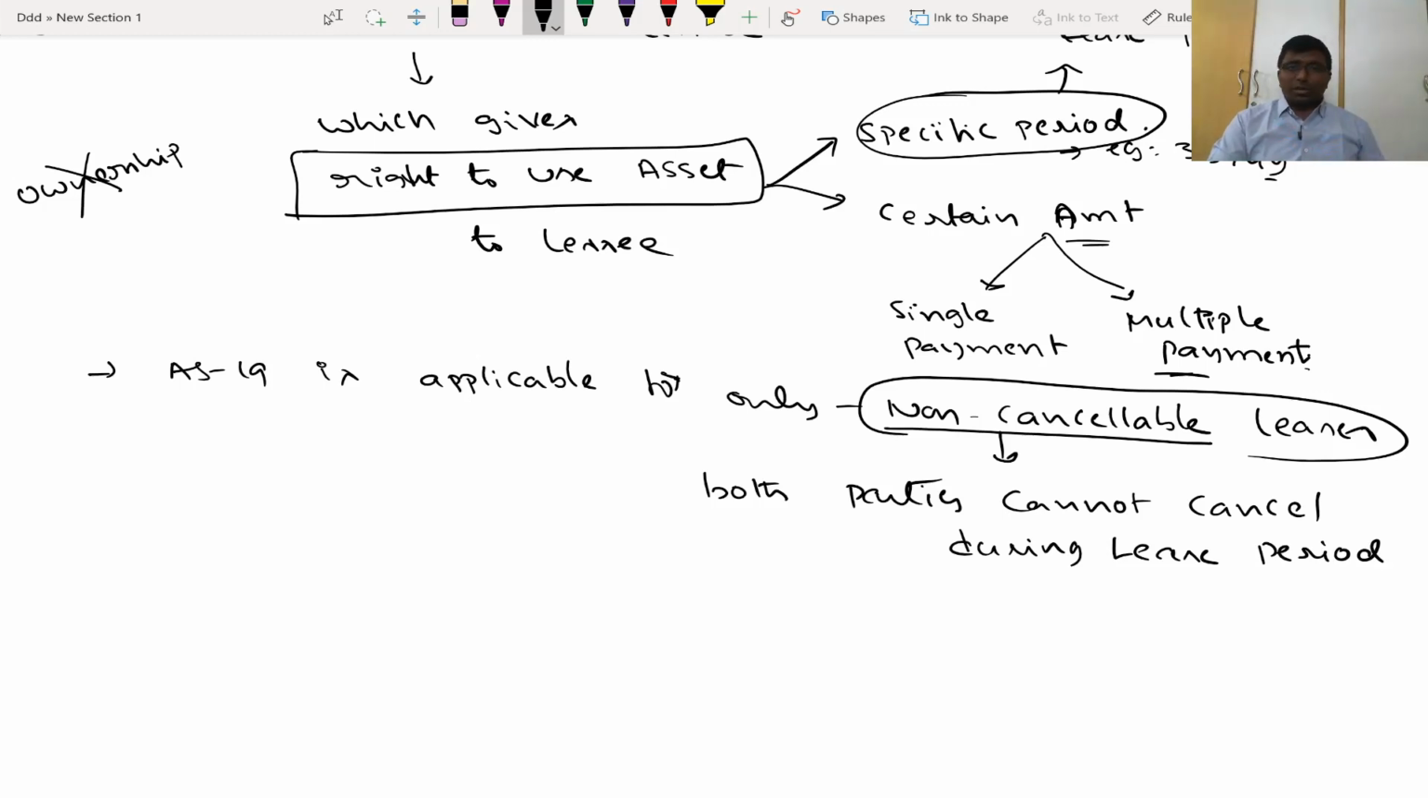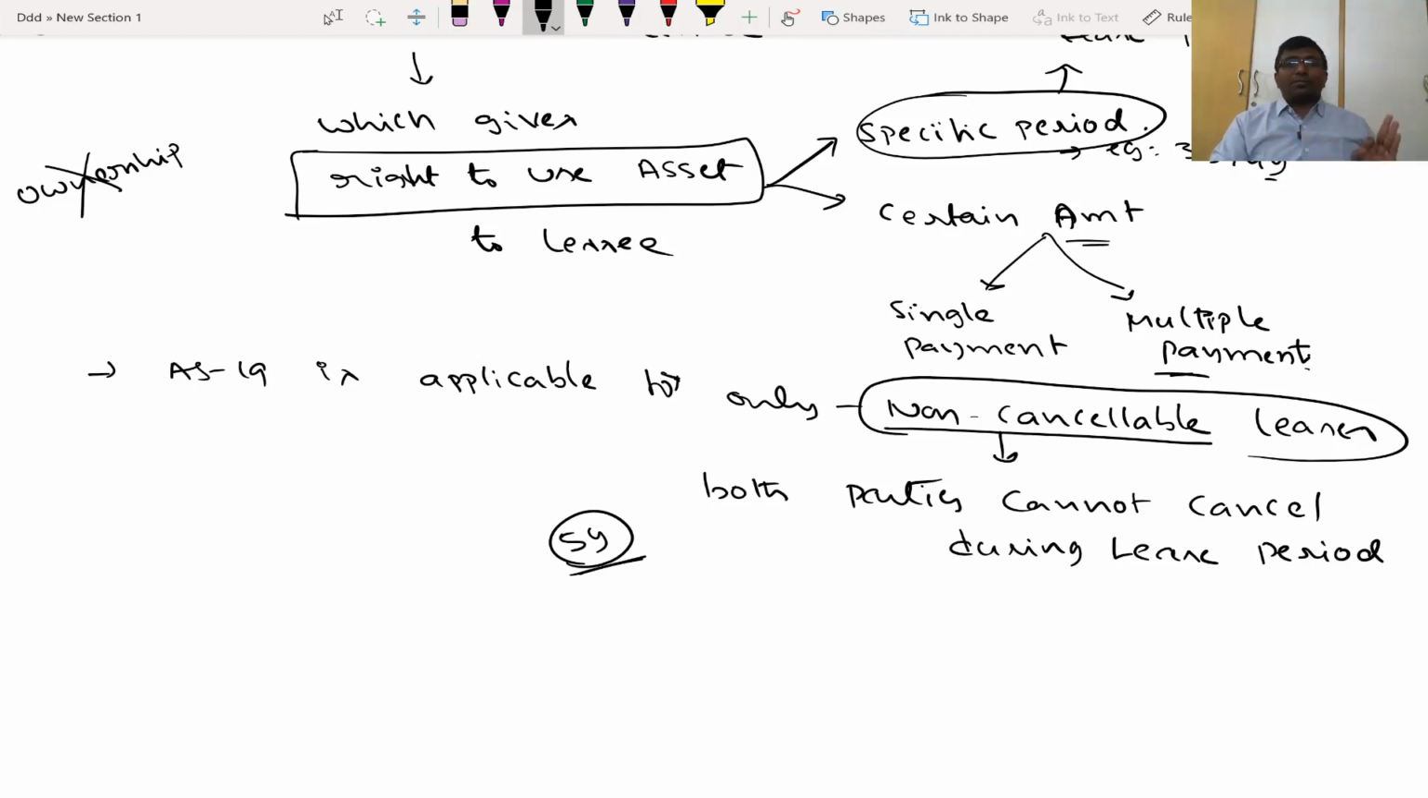Whether it is a car you take, or a building you take, or a machine you take. Right, so in that case, say 5 years is the agreement. That means in 5 years' time, the lessee cannot cancel the agreement and go out, and the lessor cannot cancel and ask the lessee to go out. Nobody will cancel. Then my standard is applicable. Then only you should enter into accounting standard 19.